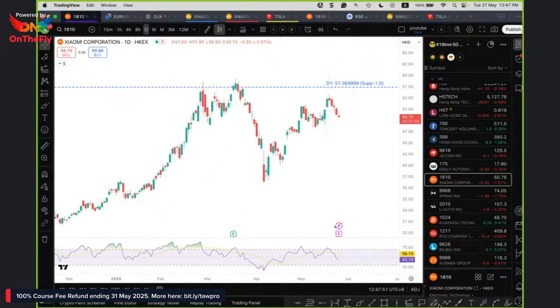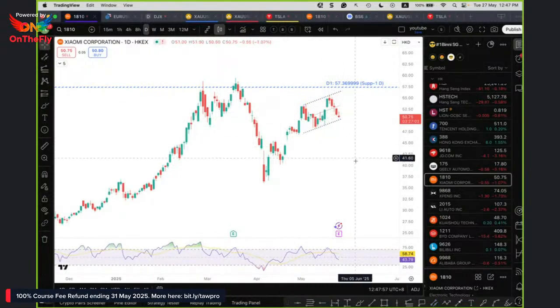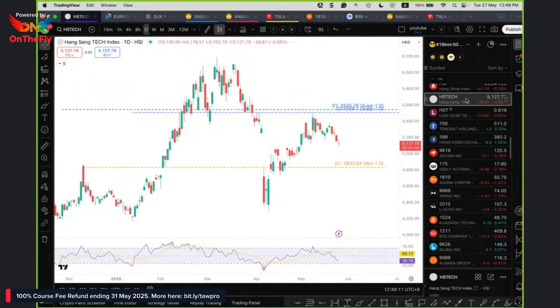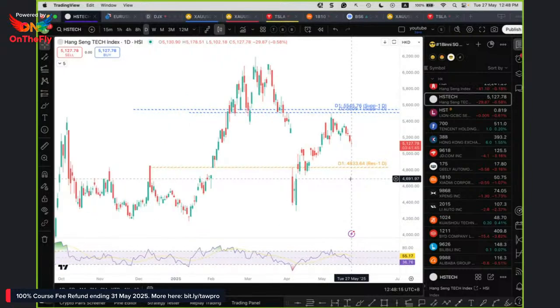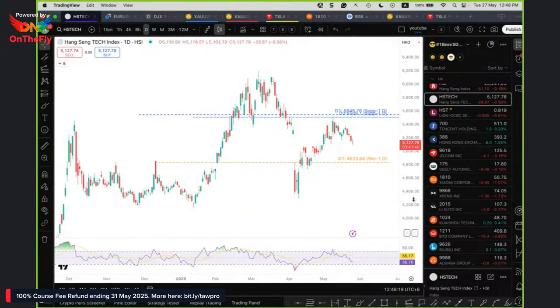So this is Xiaomi right now, pending the earnings. If I draw this equidistance channel here, you know that it is currently being supported at $50 for Xiaomi. It's very important. Hence, I wouldn't say that this is going to affect the HSI, but HSI also looks the same as Xiaomi. In fact, I raised one very important level and a very important pattern for the Hang Seng Tech.